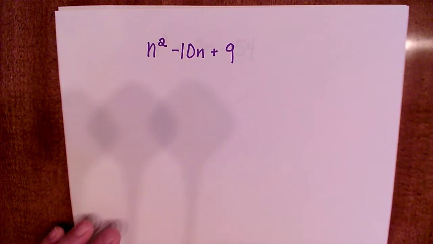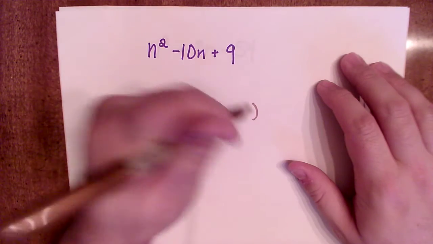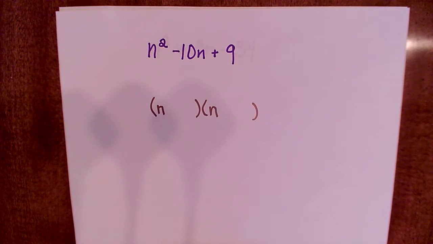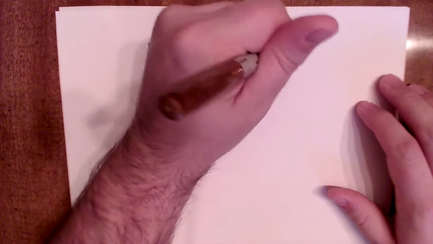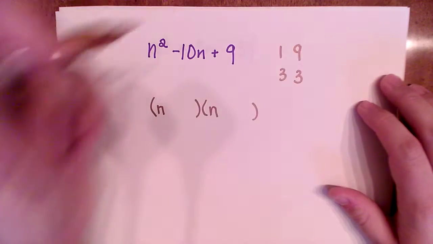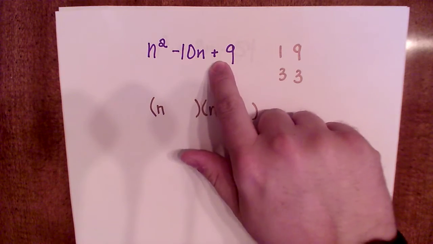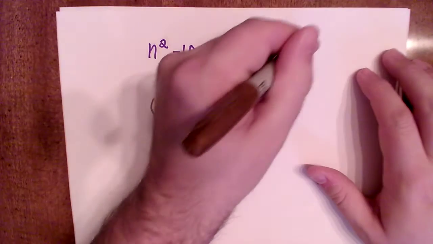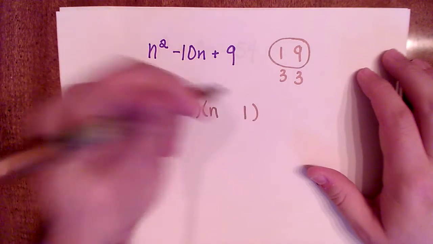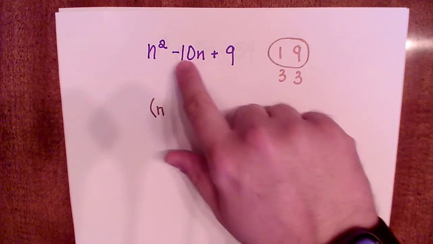Now let's take a look at this one. How do we make n squared? Well, n and n. Then we want to take a look at the factors of 9. 1 and 9, 3 and 3. We want to pick the numbers that add to give us 10. 9 and 1. The last sign is positive, so signs are going to be the same, and they're both going to be minus.